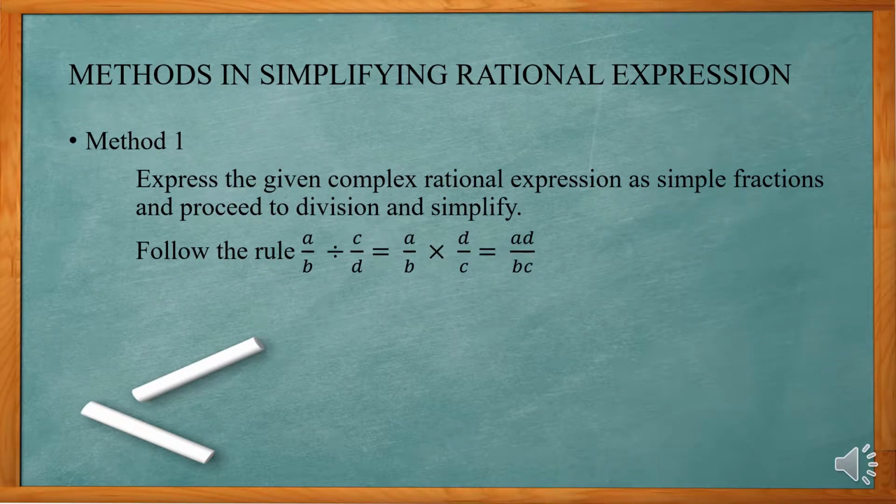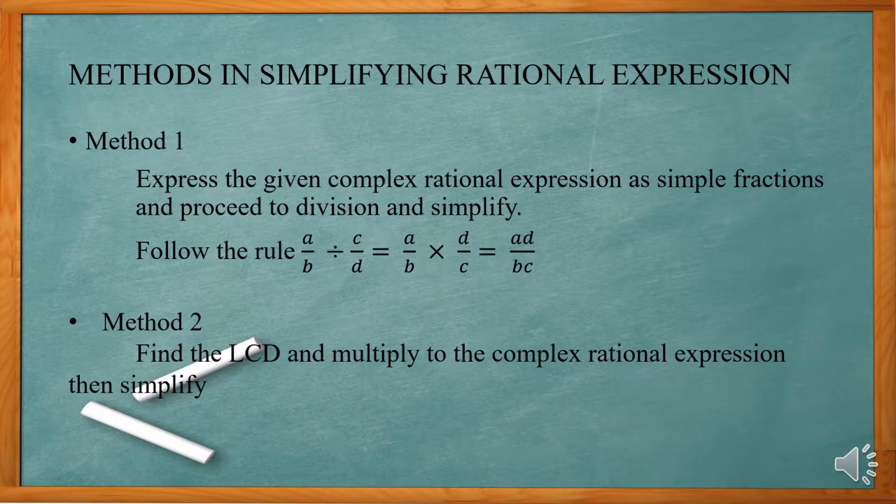Method 1. Express the given complex rational expressions as simple fractions and proceed to division and simplify. So just follow this easy rule. Then method 2. Find the LCD and multiply it to the complex rational expression, then simplify. To better understand these methods, we will have an example.